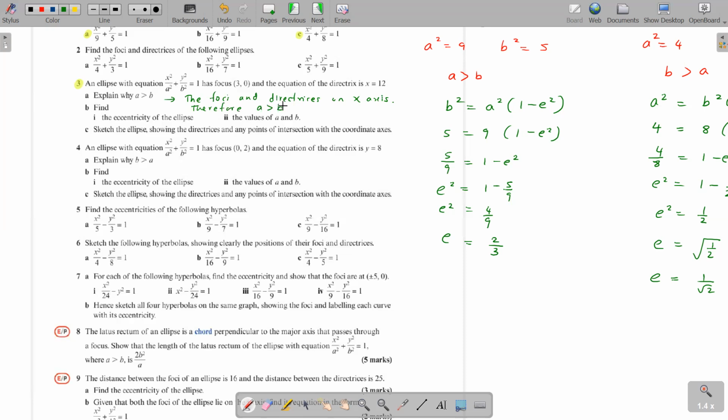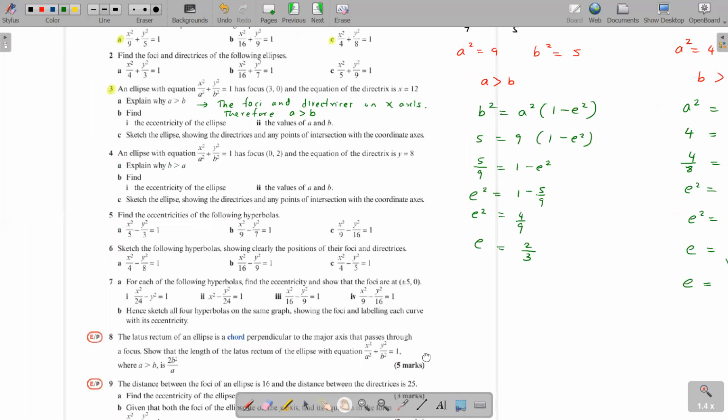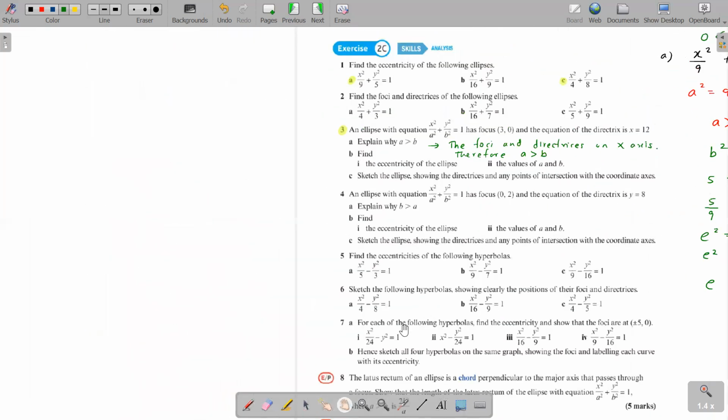Next one, part b, Roman number 1. Find the eccentricity of the ellipse. So how do we find the eccentricity of this ellipse? We know the focus is ae. They have told us the focus is (3, 0), so ae is 3. And the other one, the directrix is 12, so the equation is a over e equals 12.